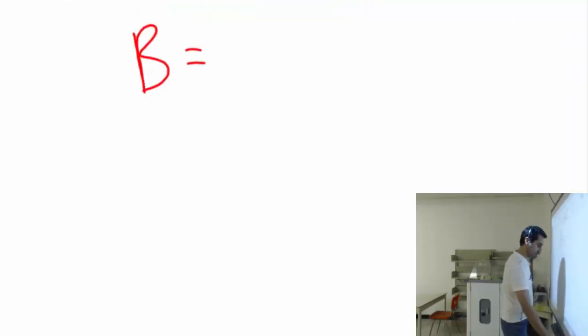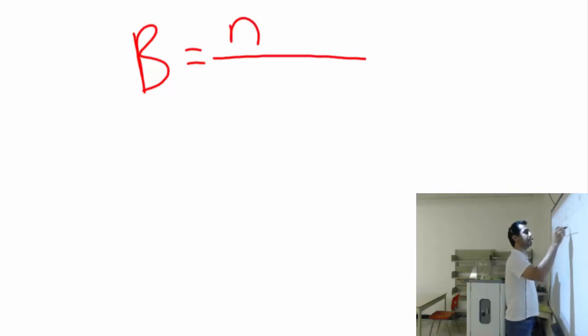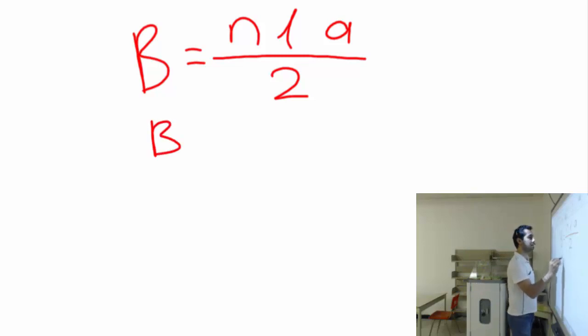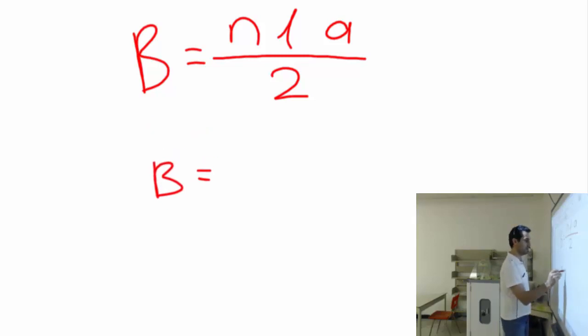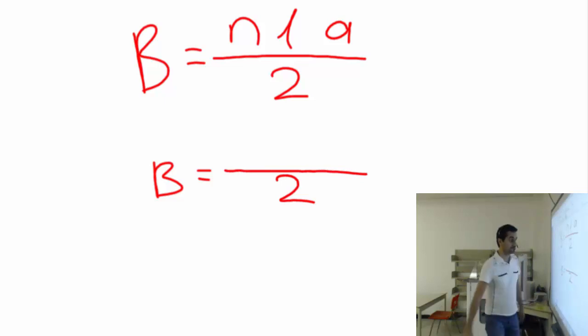I like to do the divisions first. N L A divided by 2. So I need to calculate the base area first. Base area equals. Let's put this a little bit down. Make the division here. So N.